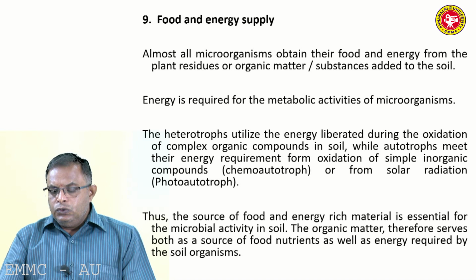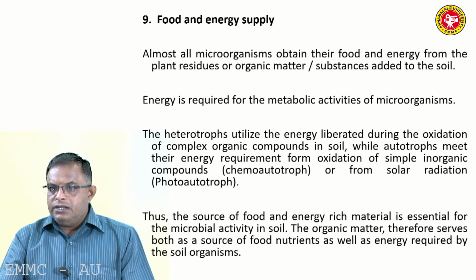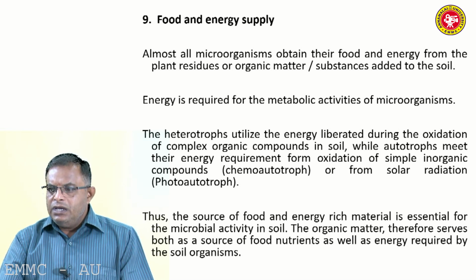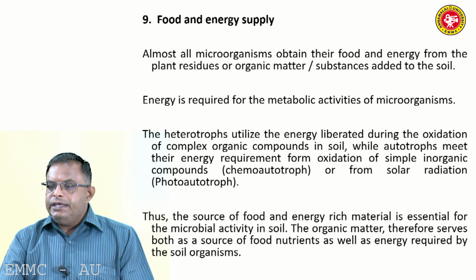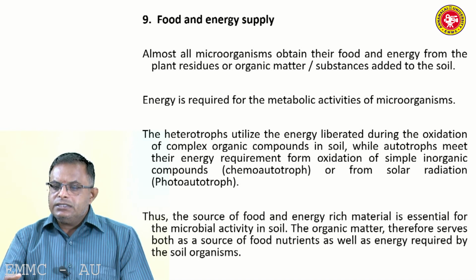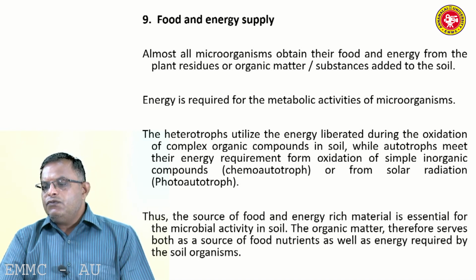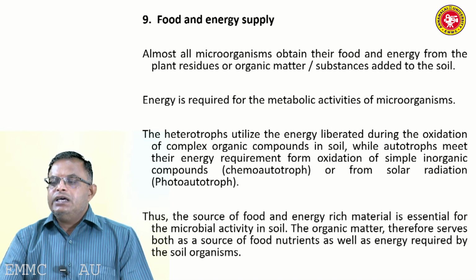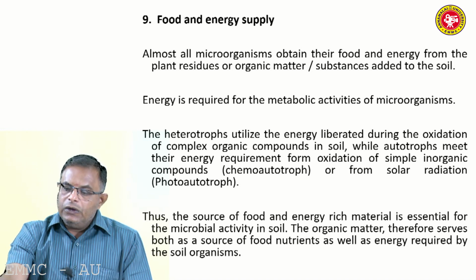There are two types of organisms, based on nutritional requirement. The organisms which utilize organic compounds are called heterotrophs, which utilize the energy liberated during the oxidation of complex organic compounds in soil, while autotrophs meet their energy requirement from oxidation of simple inorganic compounds or from solar radiation, and they are called photoautotrophs. A source of food and energy rich material is essential for microbial activity in soil. The organic matter therefore serves as both a source of food nutrients as well as the energy required by the soil organisms.